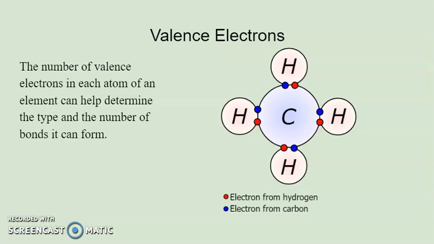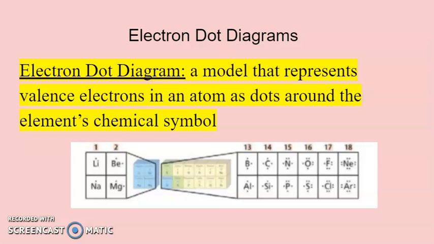So the number of valence electrons, because they are the ones that are taking part in this bonding, will help you determine how many bonds can actually be formed. Now, we went over a worksheet of electron dot diagrams, but just to go over, an electron dot diagram is a model that represents valence electrons in a specific atom with dots around the element's chemical symbol or that chemical abbreviation that we went over when we learned about the periodic table. Like so, this is what they look like.